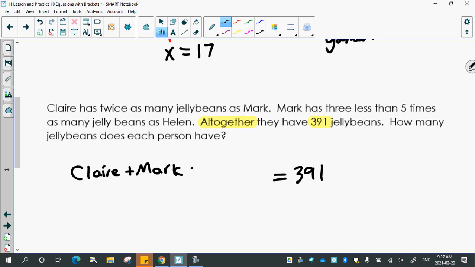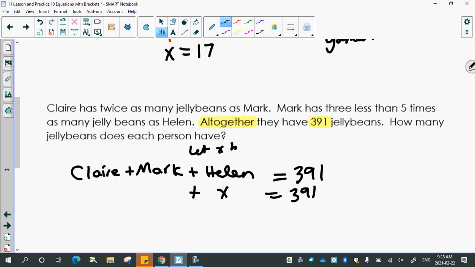And when you're trying to figure out who's going to be X, ask yourself, if that person's X, can I figure out how much the other 2 have? Easily. As easy as possible. So for instance, how many Claire has is based on how many Mark has. Does everyone see that? So I'm not going to make Claire X. I might make Mark X, but I'm going to read on. Mark has 3 less than 5 times as many as Helen. So the number that Mark has is based on the number that Helen has. Do you see that? So I'm not going to make Mark X either, so that means Helen's going to be X.